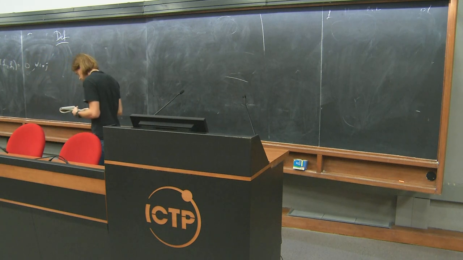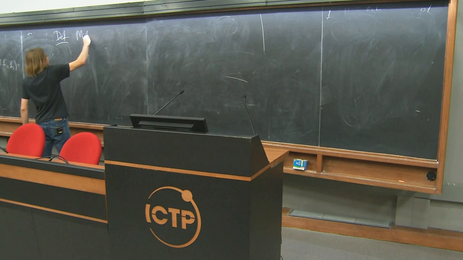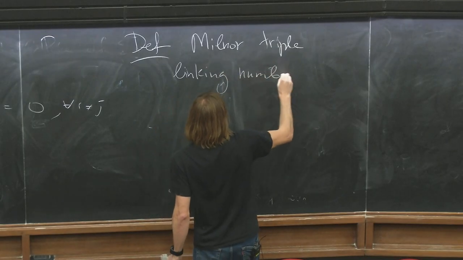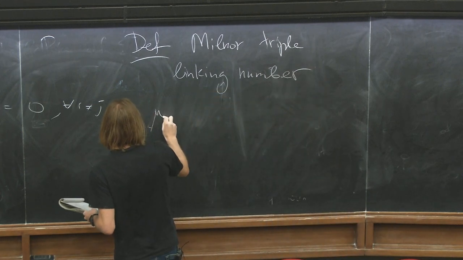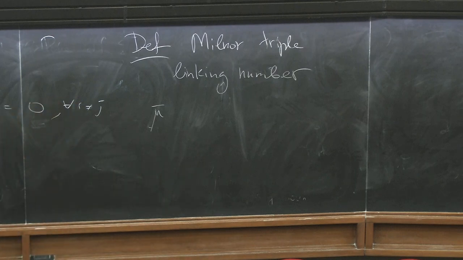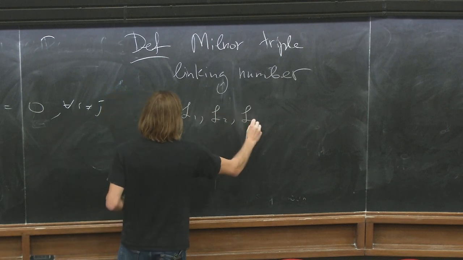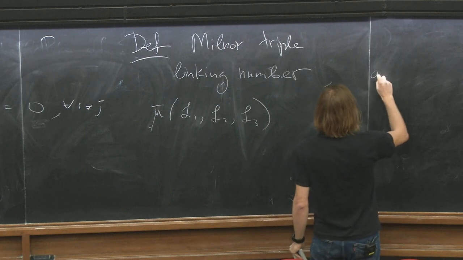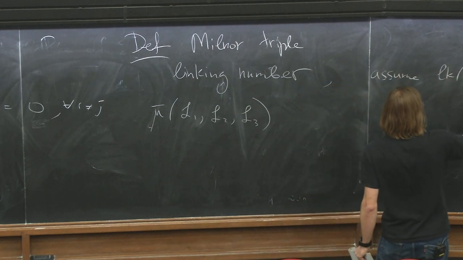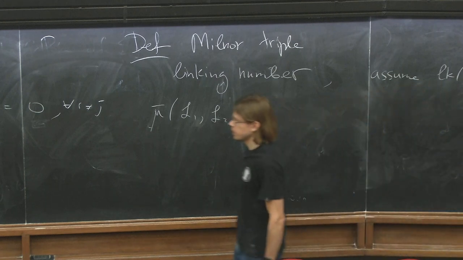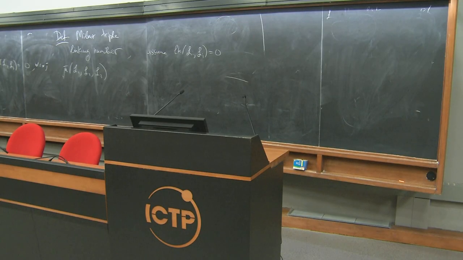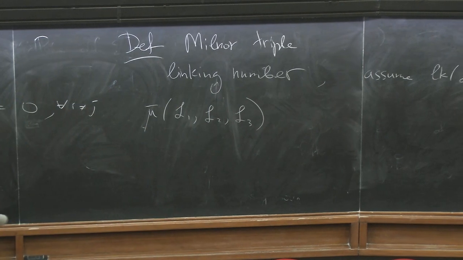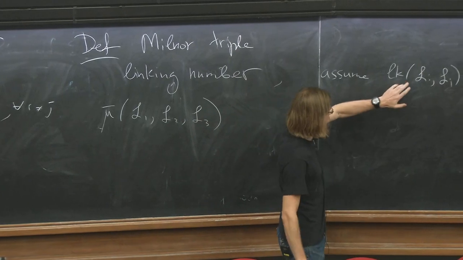And so the answer to this question can be given by the Milnor triple linking number. For historical reasons, it's usually denoted by mu bar. It is defined for three-component links, but to define it, we want to assume that all pairwise linking numbers are zero. This is the case in this example, but it can be defined for any three-component link which satisfies this condition. Well, the pairwise linking is not necessarily separated, but the pairwise linking number is zero.